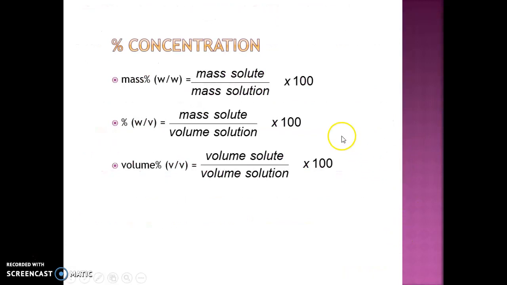Percent concentration you can express in 3 different ways. Percent by mass, weight per volume, and then percent volume. So the units are just changing. Notice it's this amount of solute at the top, regardless of what expression of solute you have. And it's always solution on the bottom, again, regardless of what measurement of solution you're taking a look at.